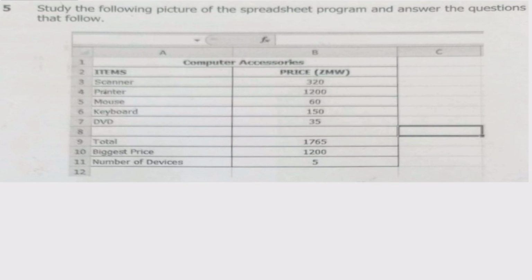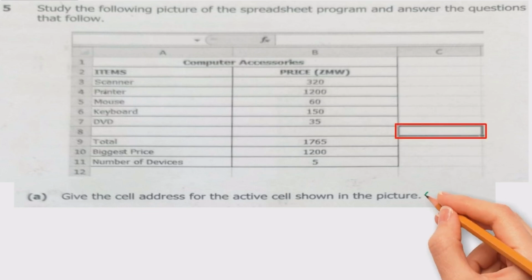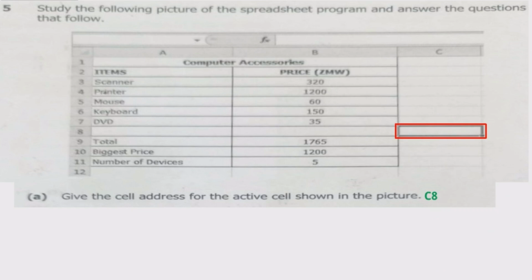Okay, so question 5A is as follows. Give the cell address for the active cell shown in the picture. The active cell is the one I've put in the red rectangle there. So what is it called? That cell is called C8.